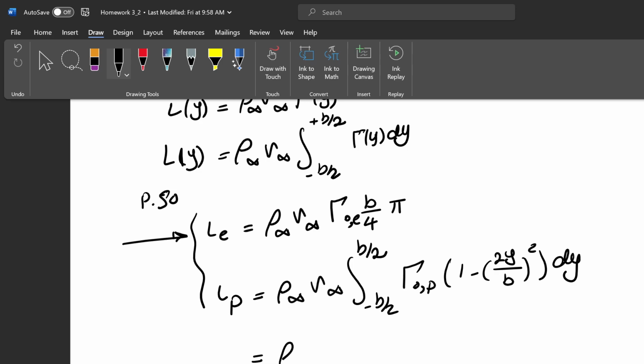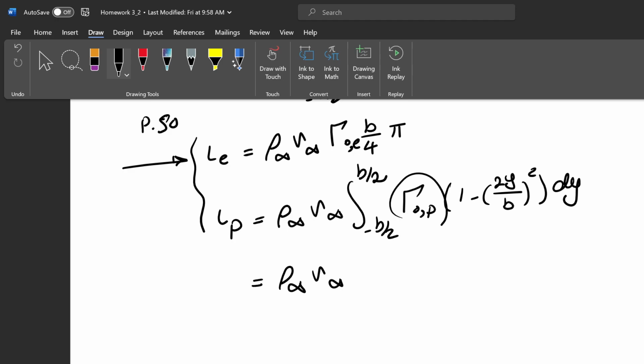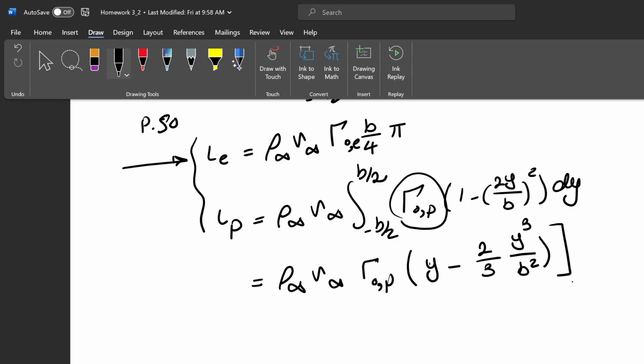And the integral of this parabolic lift is going to be rho infinity, v infinity. This is also a constant, so you can take it out of the integral. And the integral of the rest of it is y minus 2/3 of y cubed divided by b squared, from negative b over 2 to b over 2. If you have a problem understanding this integral, please come by my office or send me an email, but this is a polynomial integral.